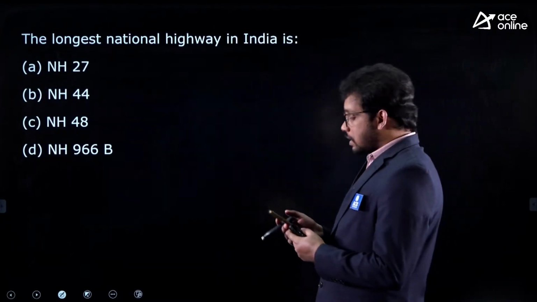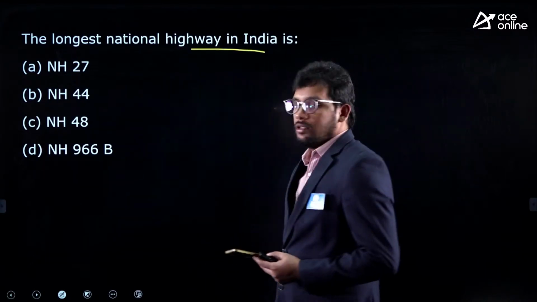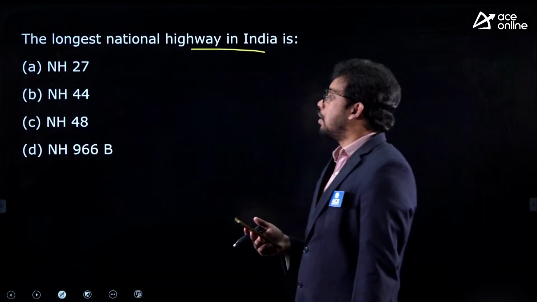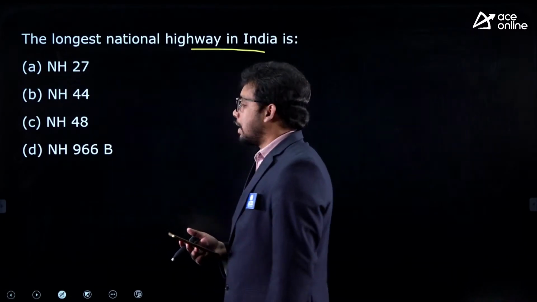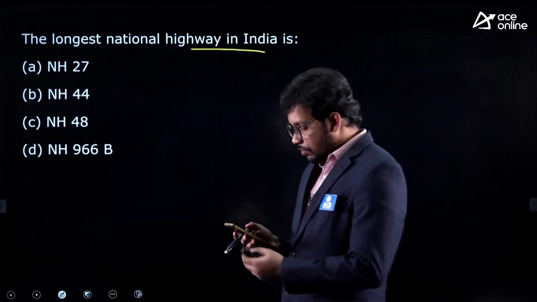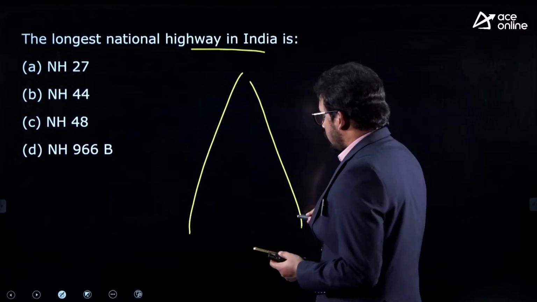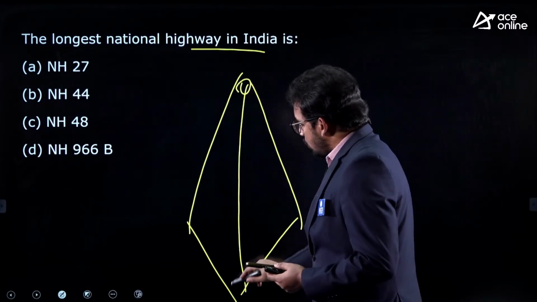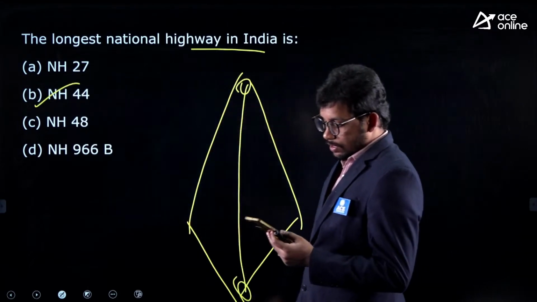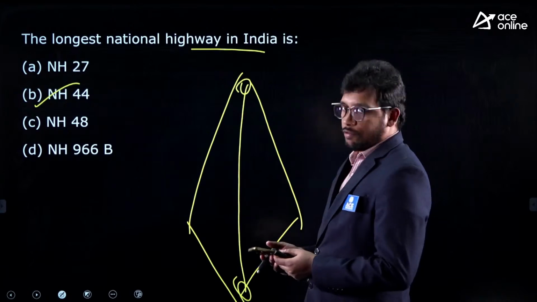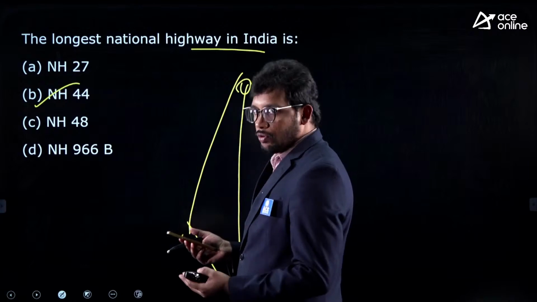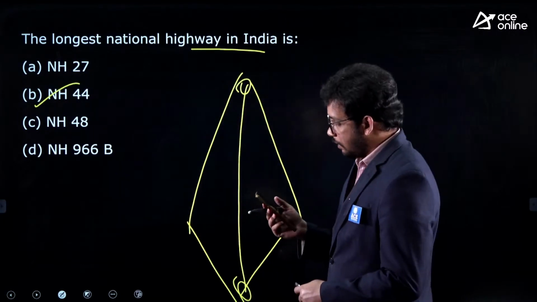Next one, the longest national highway in India. What is the longest national highway in India? NH27, NH44, NH46 and NH966B. So what is the answer for this? Very good, someone has already answered. That is from Srinagar to Kanyakumari. So NH44 is the longest highway in India, right? They have renamed NH7 to NH44. You are correct, the old name is NH7.